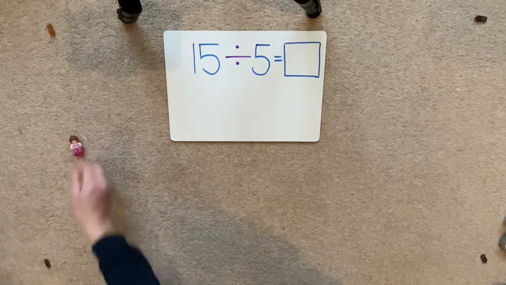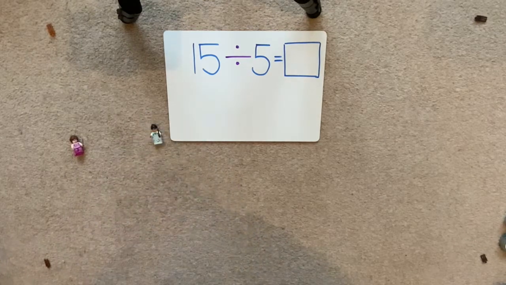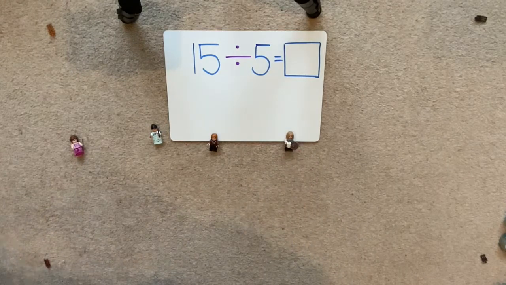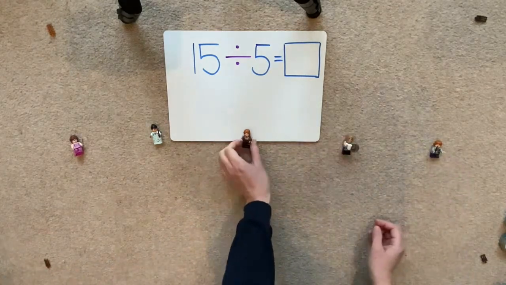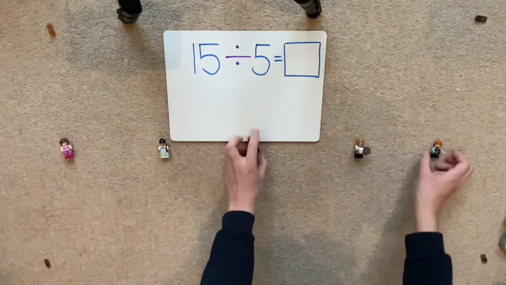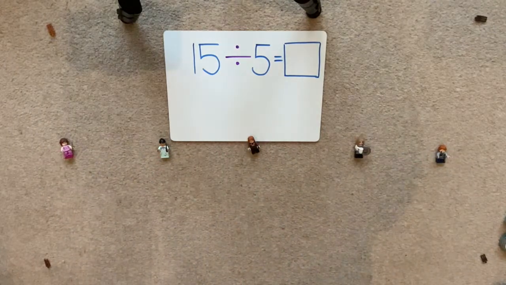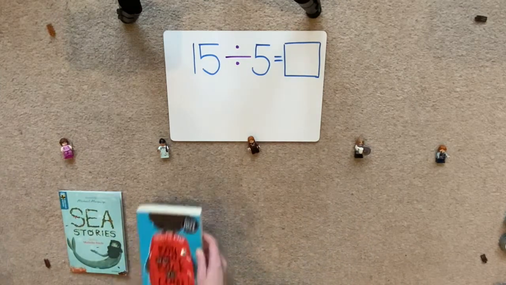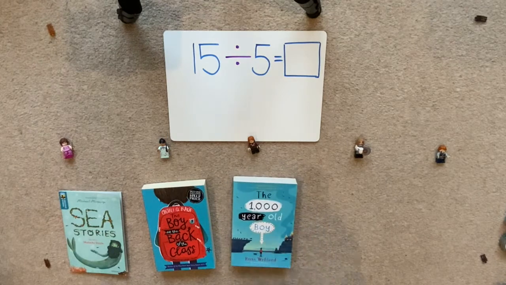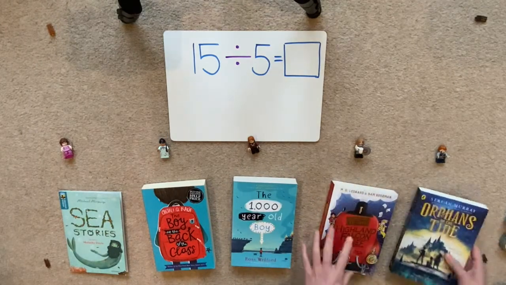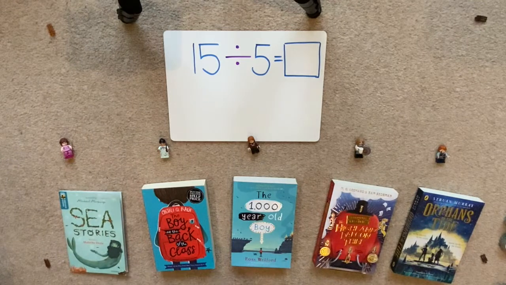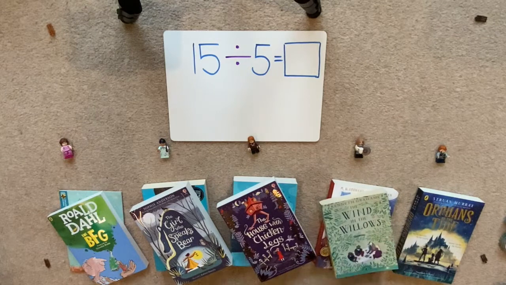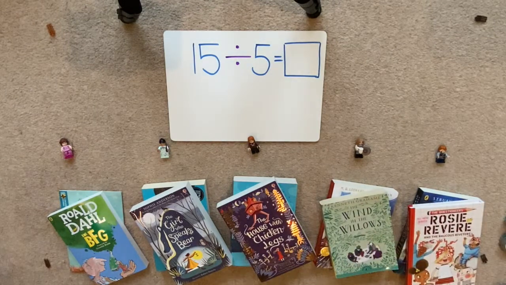They might get lost. 1, 2, 3, 4, 5. Split them up a bit. And I'm going to share my books out. 1, 2, 3, 4, 5. So far they all have 1 book. Now they all have 2 books.